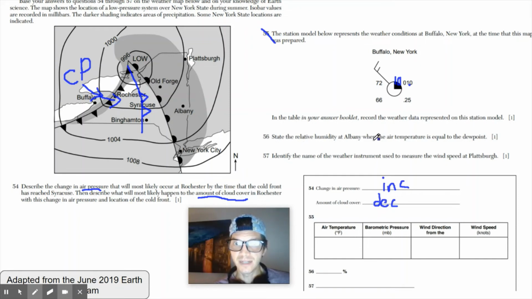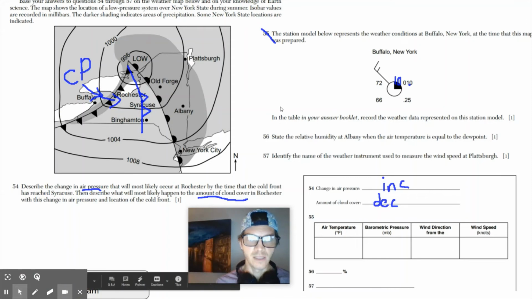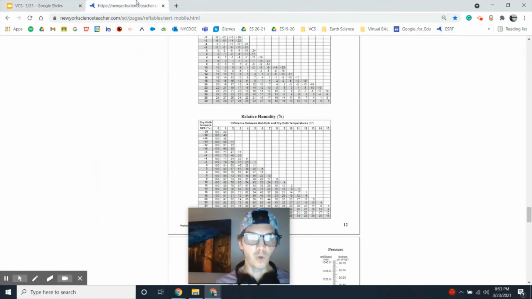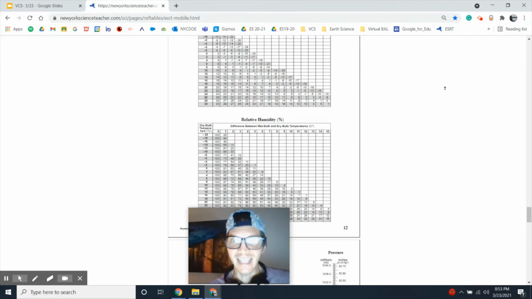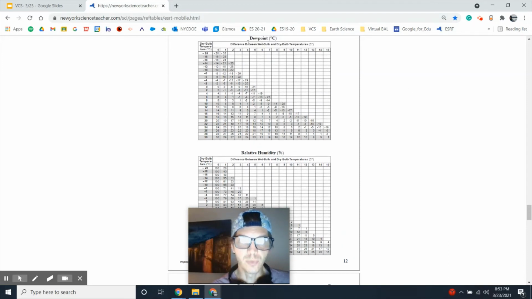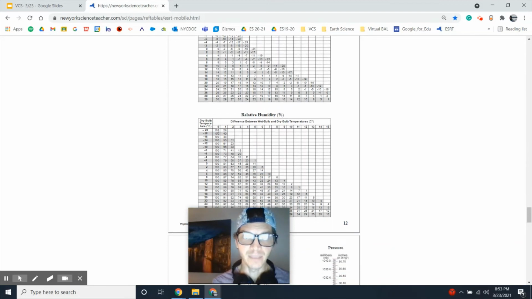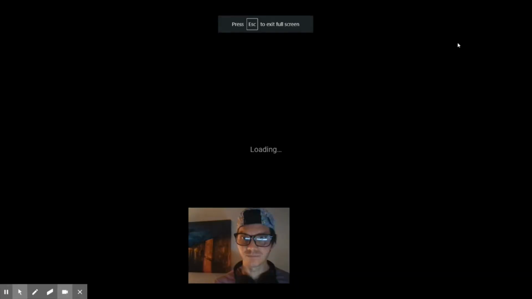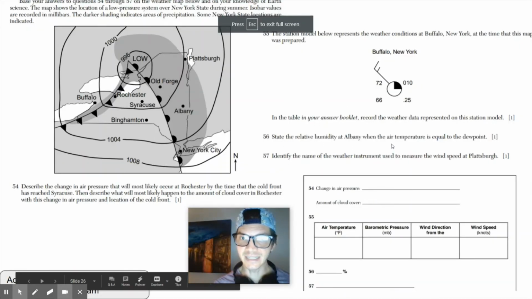Let's take a look at 56. State the relative humidity at Albany when the air temperature is equal to the dew point. If the air temperature is equal to the dew point, it means that when this person swung their sling psychrometer around, there was no difference between the wet bulb and the dry bulb. And if that's the case, if the dew point is the same as the air temperature, that means that there must be a 100% relative humidity. That's what they were looking for for 56. Has to be 100% if it's equal to the dew point.